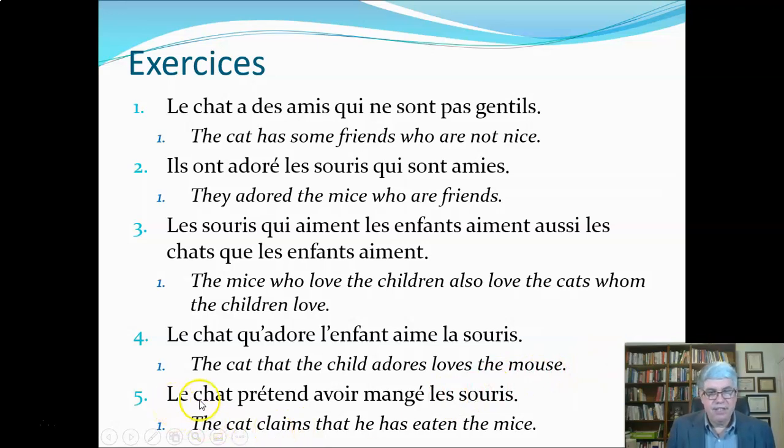Next sentence. Le chat prétend, so this is prétendre, to claim. The cat claims avoir mangé les souris. So avoir mangé, infinitive of the helping verb in the past participle, makes the past infinitive. The cat claims to have eaten the mice. Or we could say the cat claims that he has eaten the mice.